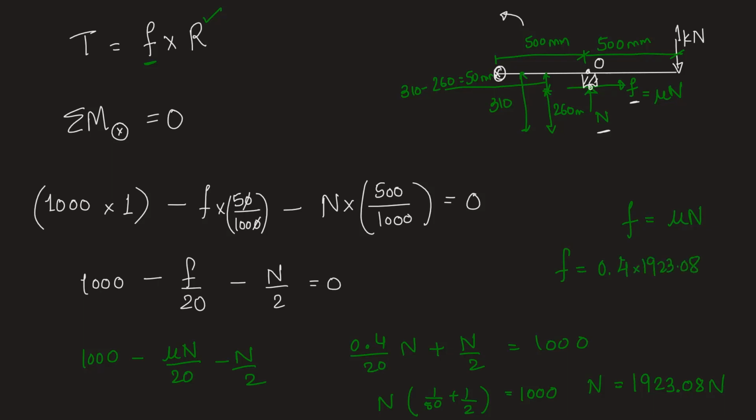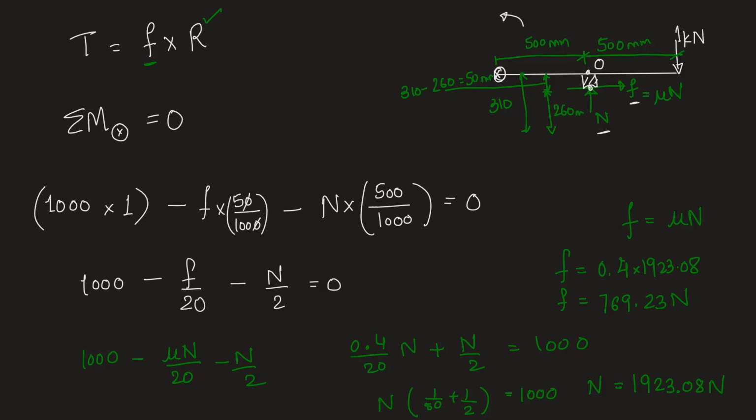Now putting it here, we have F equal to 0.4 into 1923.08. So F turns out to be 769.23 Newton. Let's go back and fill in this answer. We have the friction force. Now we need to find out the torque. So we'll find the final answer here for torque. We have 769.23 Newton, the friction force, into the radius, which is given to be 260 millimeter. Converting this to meter, we have 260 by 1000. So this gives us the torque value as approximately equal to 200 Newton meter.